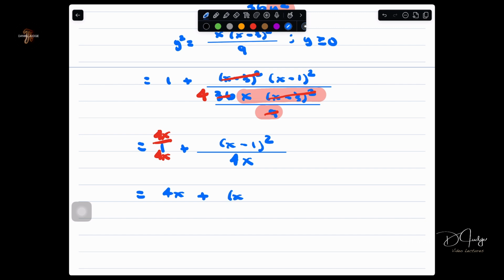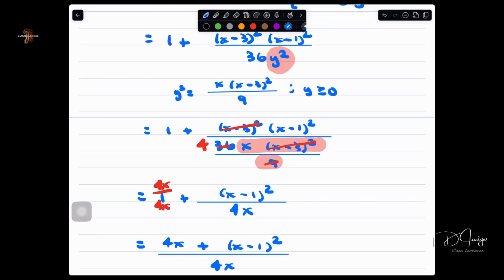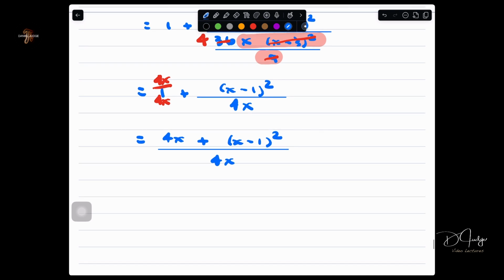4x plus (x minus 1) squared, everything over the 4x now. Okay. Let's double check everything is what it should be.